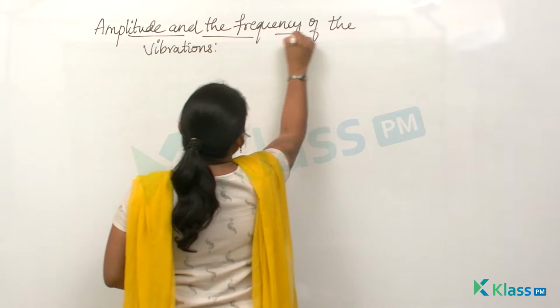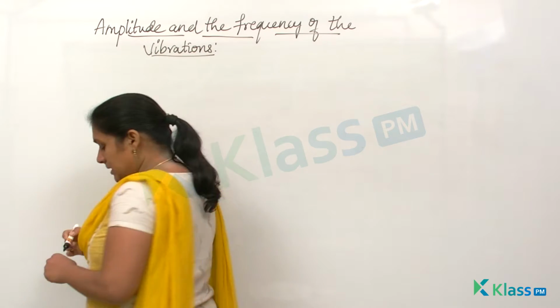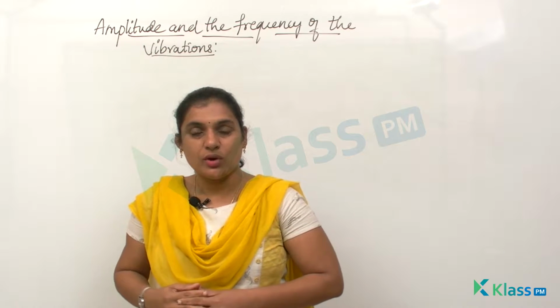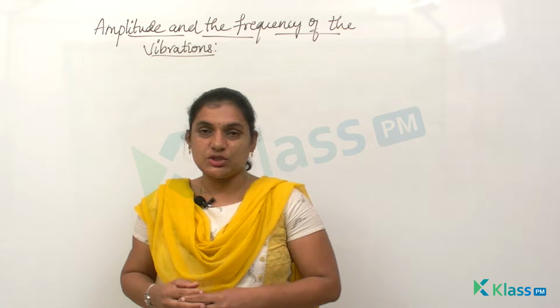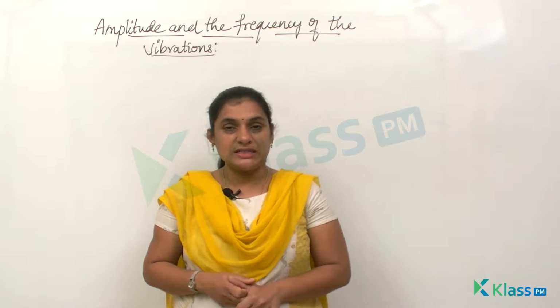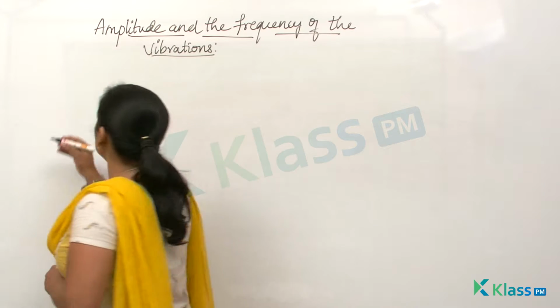If you remember, in the beginning of the lesson, we learned that these vibrations are nothing but to and fro movements. The to and fro movement is said to be oscillation. So this kind of motion can also be called oscillatory motion. What is this oscillatory motion?